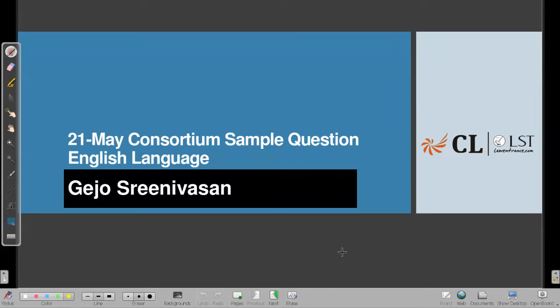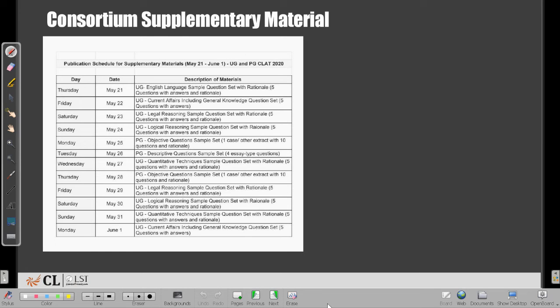Hi, this is Jijo. Here we will look at the Consortium sample question that they posted on the 21st of May. What CLAT Consortium has told us is that they will have a series of supplementary material that they will give to us. So starting from May 21st, going all the way till June, every single day.